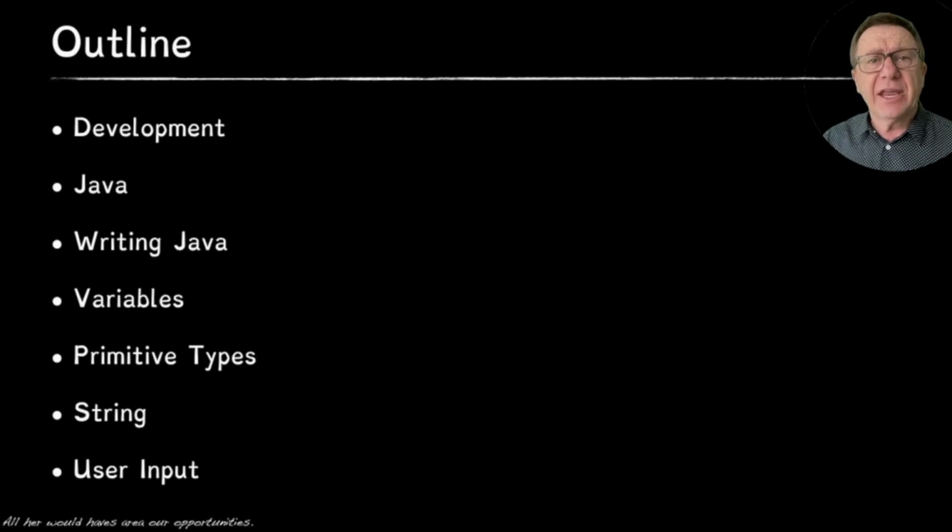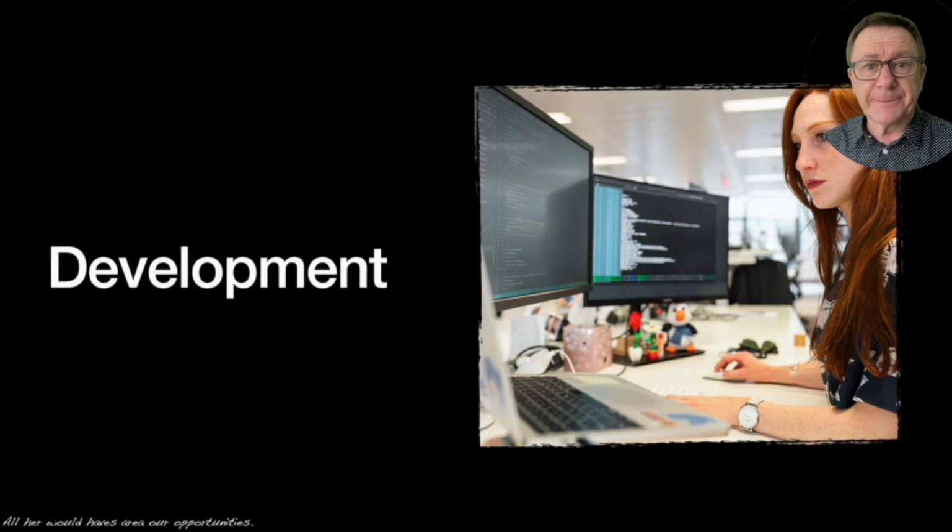So our outline for the set of talks I'm going to be giving is this. Development, Java, we're going to write some Java, we're going to look at variables, primitive types, strings, and then we're going to wrap up with user input. So let's dive in to development.